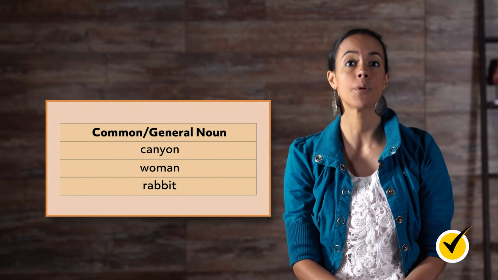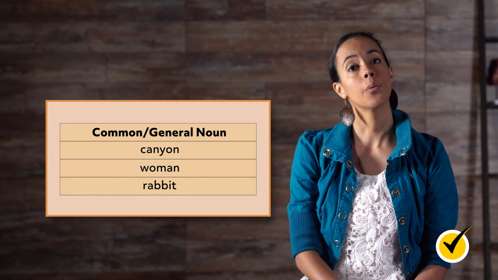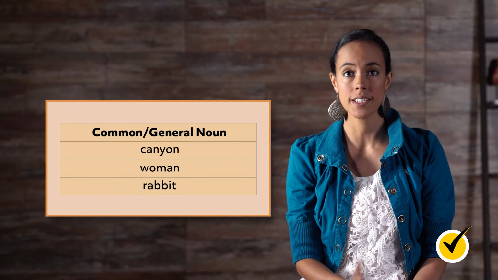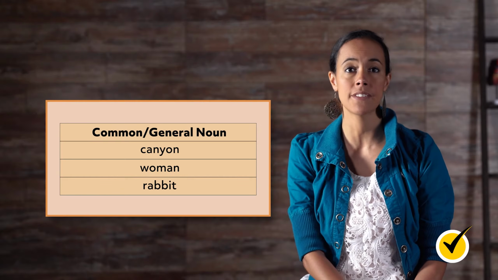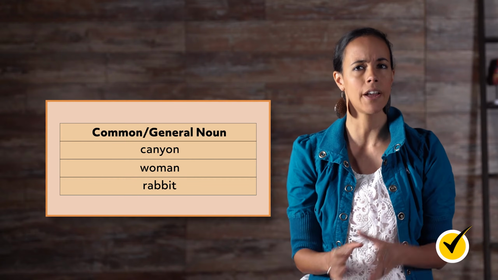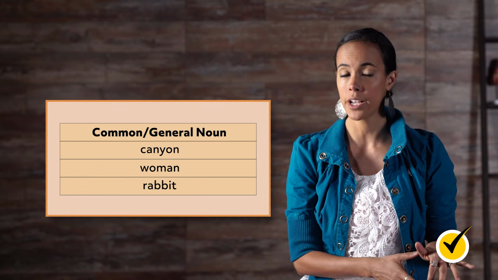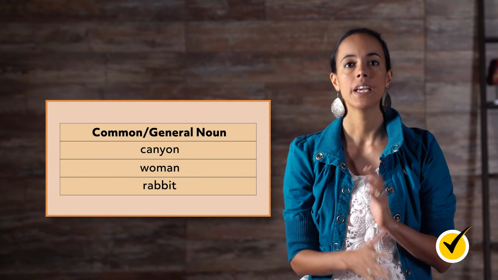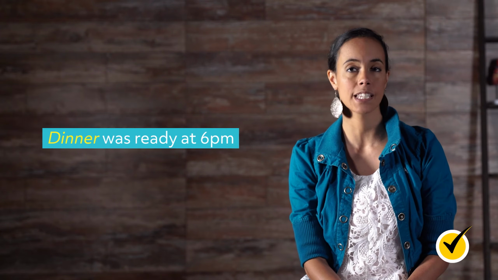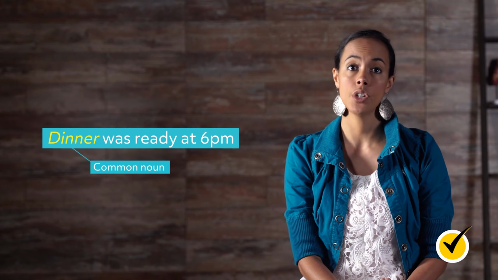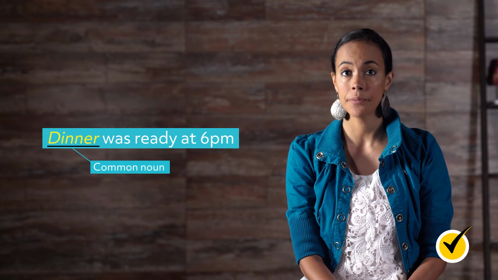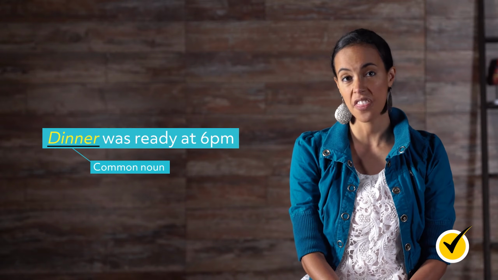Common nouns, like most of the words mentioned earlier, are words that refer to general things. These things do not have a specific name, like John or Eiffel Tower. Those would be proper nouns. We'll discuss those later. Here's an example of common nouns used in a sentence. Dinner was ready at 6 p.m. The common noun used in this example is dinner. Dinner in this case is a thing.